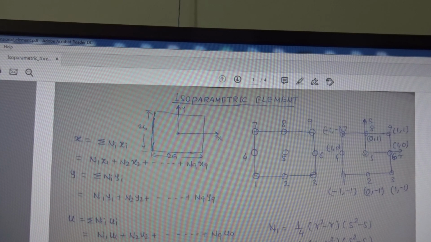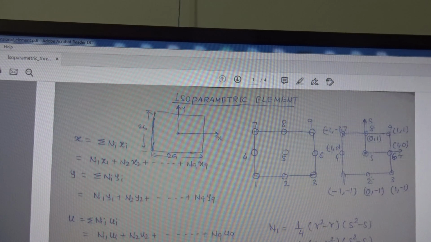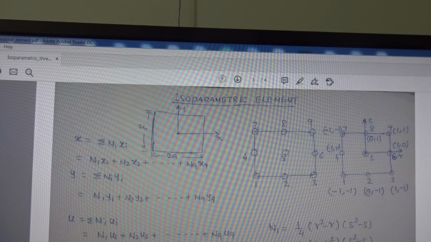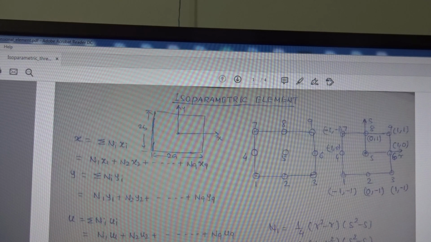Suppose this is the origin. So the r and s coordinate for node 5 is 0. For node 1, the r and s coordinate is -1, -1. Node 2 becomes 0 and -1. Similarly, for node 3, 1 and -1. Node 4, -1, 0. Node 5 is not mentioned in these nodes, but it is 0, 0. At node 6, 1 and 0. Node 7, -1, 1. At 8, 0, 1. Node 9, 1, 1.